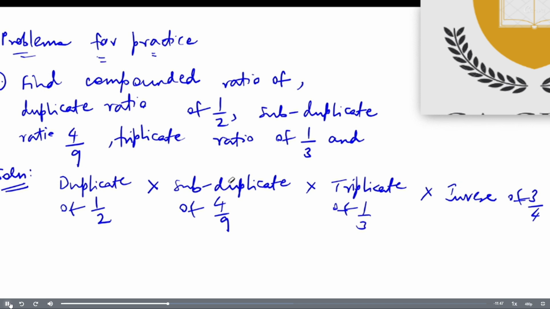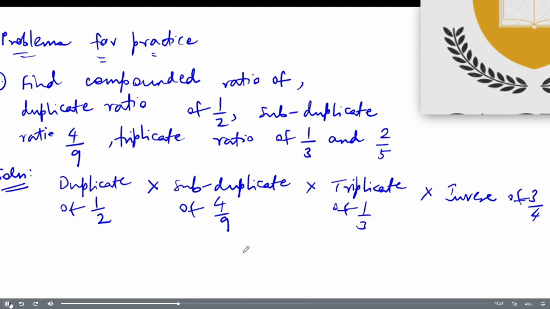I'm slightly changing the question here. Find the compounded ratio of 1 by 2, subduplicate ratio of 4 by 9, triplicate of 1 by 3 and 2 by 5. So the first is duplicate. This is a very important question. So please be very careful and pay attention here.